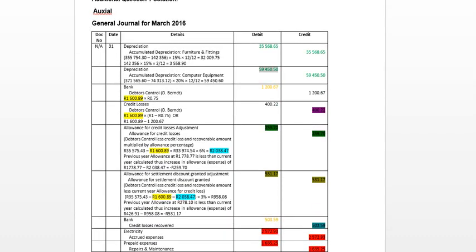Okay, we know that depreciation is an expense and expenses increase on the debit side, so we will debit depreciation 59,450 and 50 cents, and we're going to credit our accumulated depreciation on computer equipment 59,450 and 50 cents.